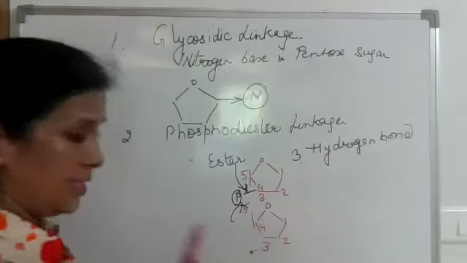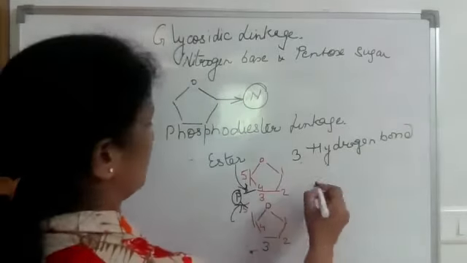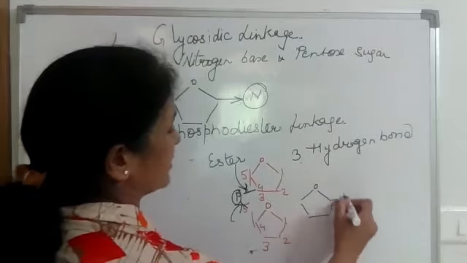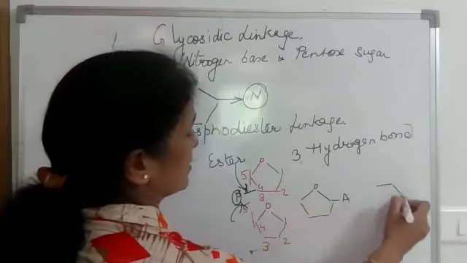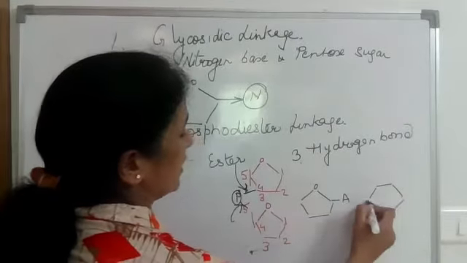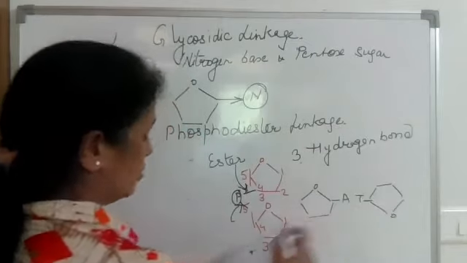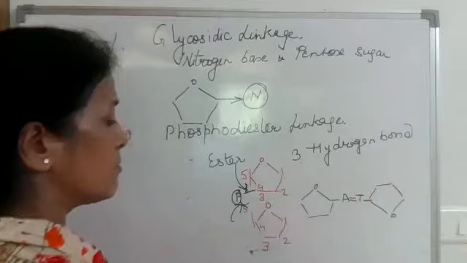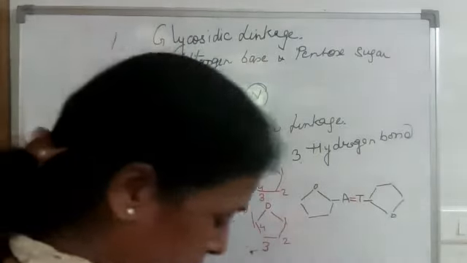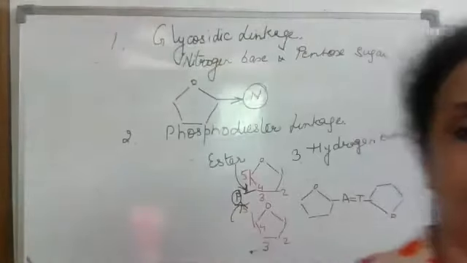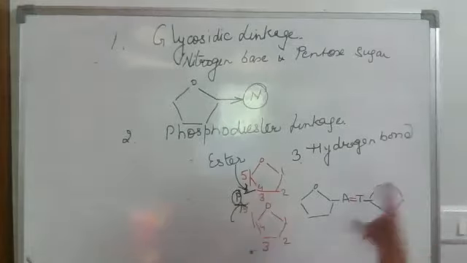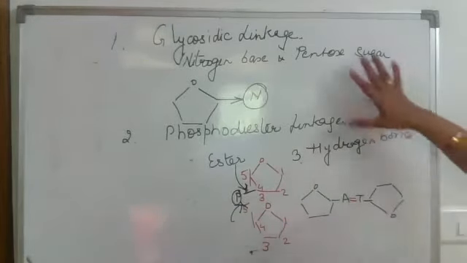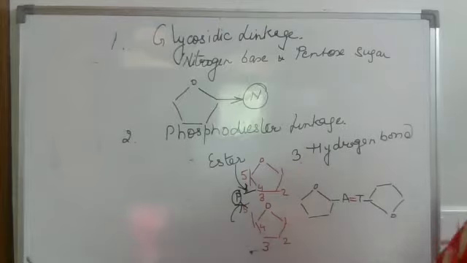Hydrogen bonds, these are between nitrogenous bases. Say, this is the pentose sugar and there is A, and this is another pentose sugar, and here it is T. So in between these two, there is hydrogen bonding. Nitrogenous bases always combine to each other by means of the hydrogen bonding. So this is clear that there are three types of bonding here.